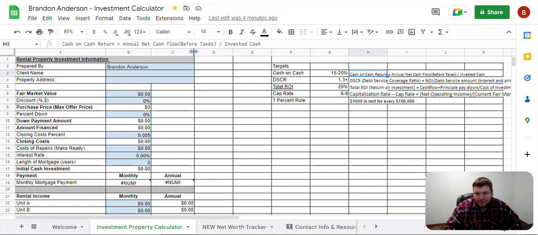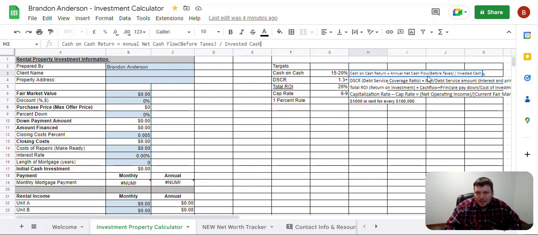invested cash. So let's just say you get $100 for the unit cash flow each month. You would have $1,200 a year. And let's say you put $12,000 down. You would do 1,200 divided by 12,000, and you'd get 10%. So it would take you 10 years to get your money back. I usually shoot for 5 to 7 years. So that's kind of where I got that 15 to 20%. It seems pretty standard amongst a lot of investors in the area. And so that's how you do that.